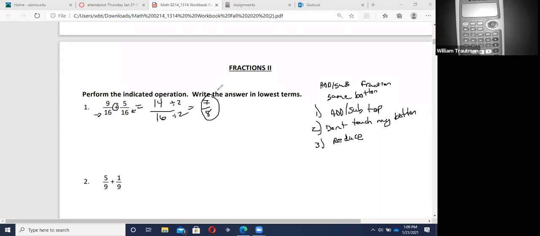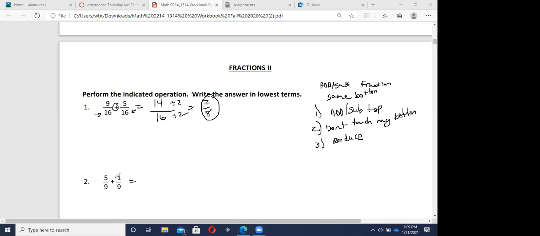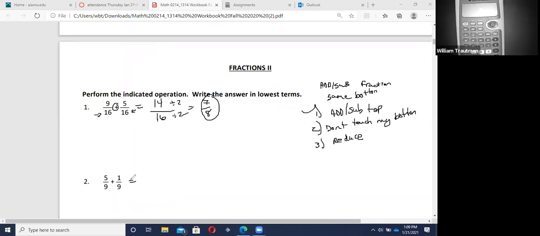Adding 2 fractions when the bottoms are the same. So we're going to do the next one. Add the tops. The bottoms are the same, so we're going to add the tops. 5 plus 1 is 6. Don't touch the bottom. The bottom we don't add. We leave the bottom alone. And then try to reduce it. Both of these divide by 3. 6 and 9 both divide by 3, and I get 2/3.